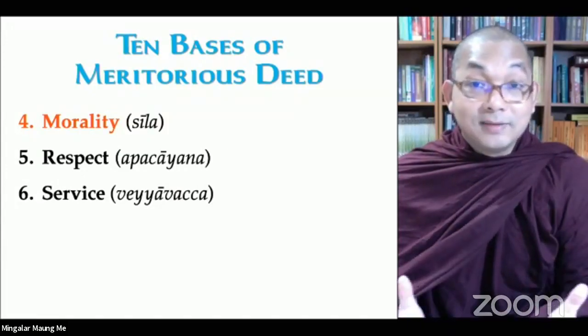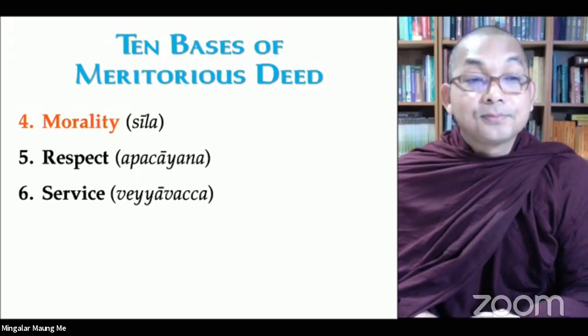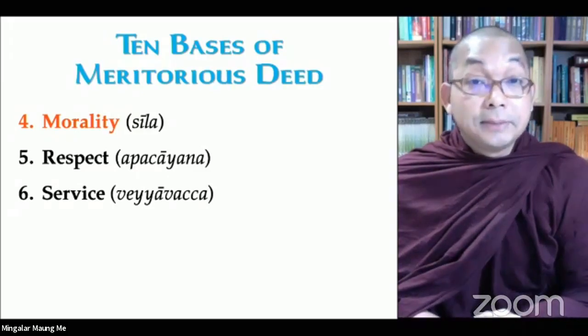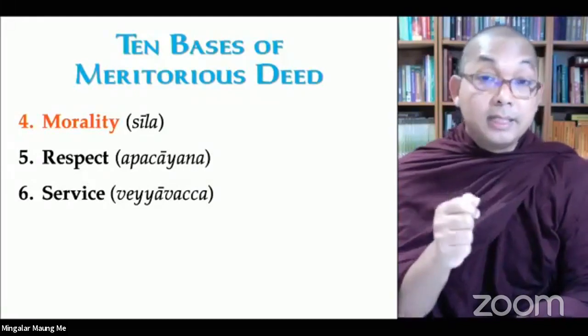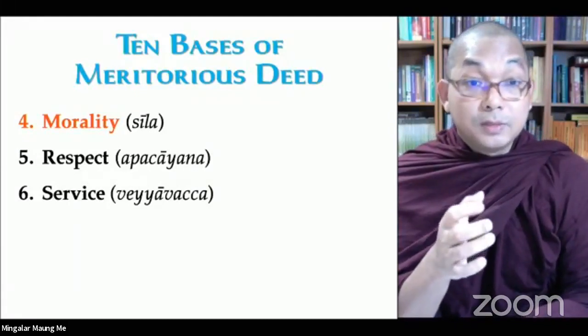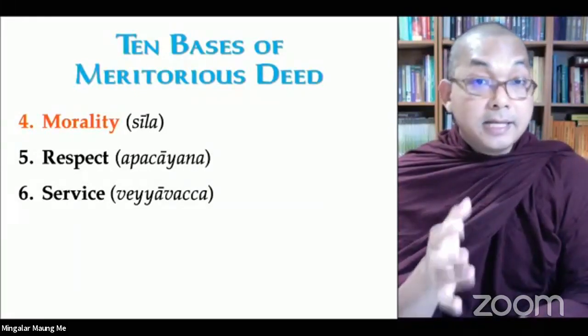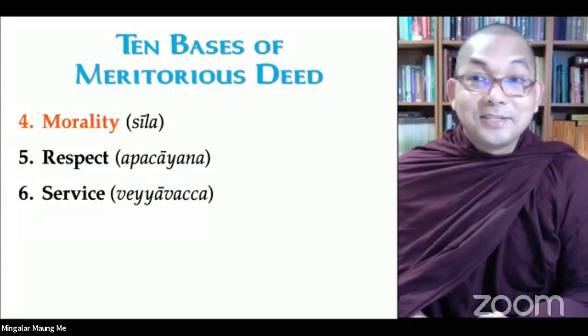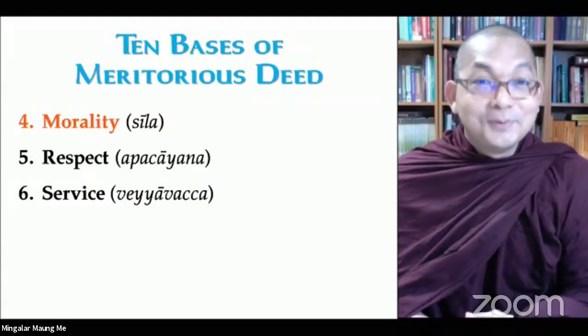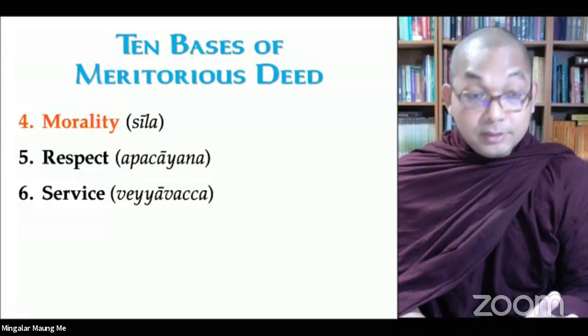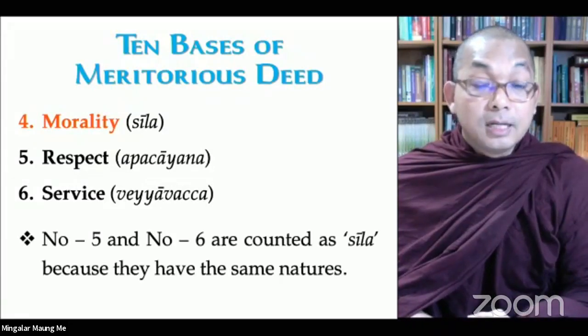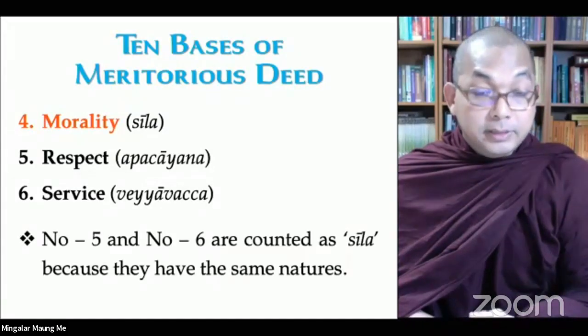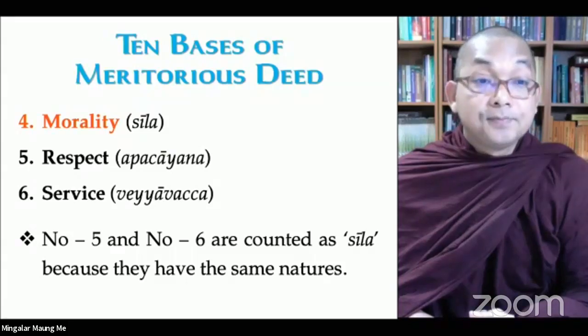Without them, we cannot organize this like this one. Actually, this is considered under morality, moral conduct. Morality, sila, is higher than dana. Sila is higher than dana. Someone says sadhu, sadhu, sadhu, rejoicing in other's merit. Rejoicing is considered as a dana. These three are counted as sila because they have the same nature.